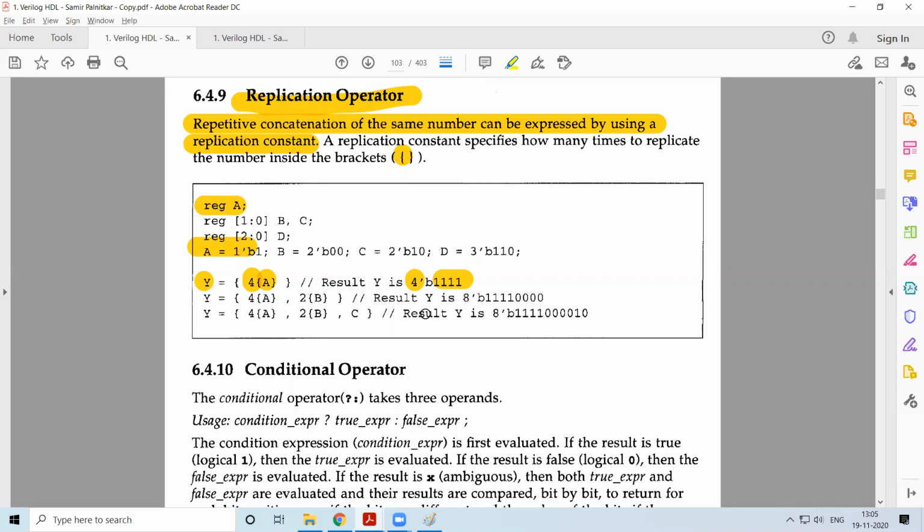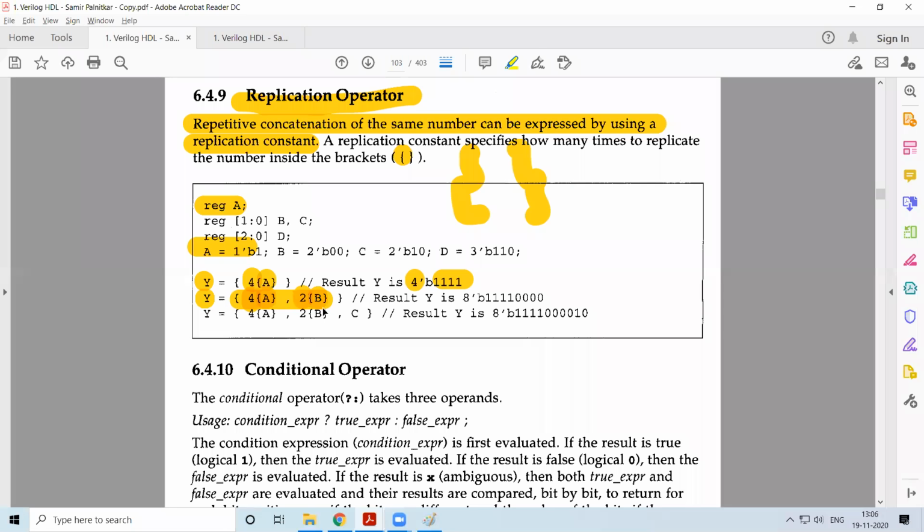Now the similar operation can be clubbed with the other concatenation parameters. Here, for this part, A is repeated 4 times. If you are using the replication operator, it is the curly braces within your concatenation operator. So A is repeated 4 times. The first four will be related to A. Then next, B is concatenated by itself 2 times, and this concatenation result is concatenated with this part.